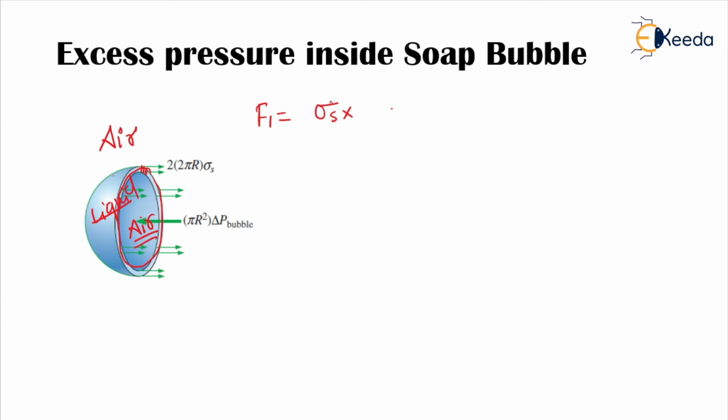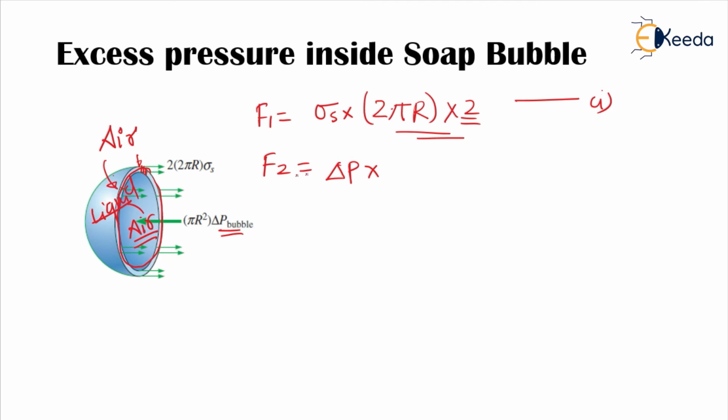So what will we write here? We will write sigma s multiplied by 2 pi r. But this is only one side of it. The other side will be the same, so we will multiply it by 2 because now there are two interfaces. This is the outer interface and this is the inner interface, so be careful, there will be two surfaces. This is equation 1. Now the other force, because of the pressure difference, is delta P multiplied by the area, which is pi r square. That is our equation 2.